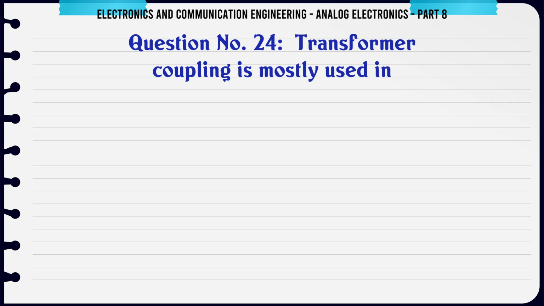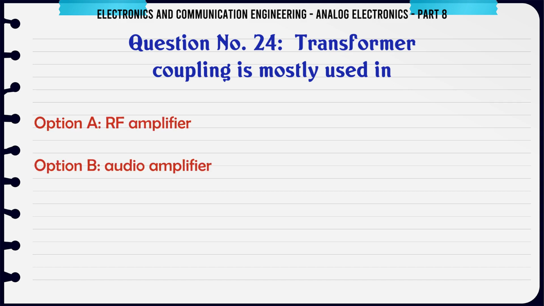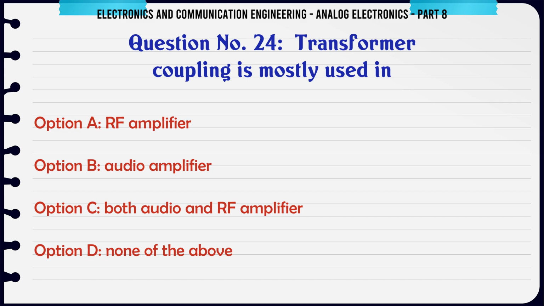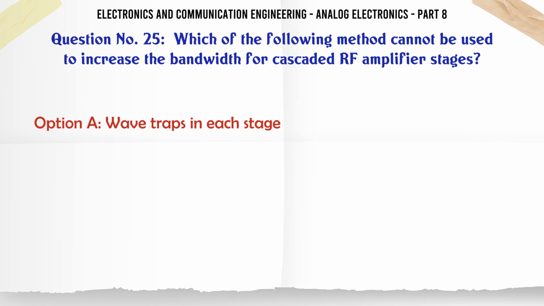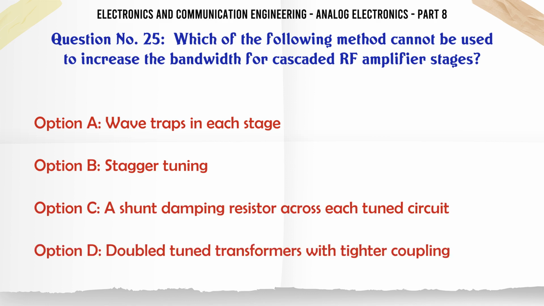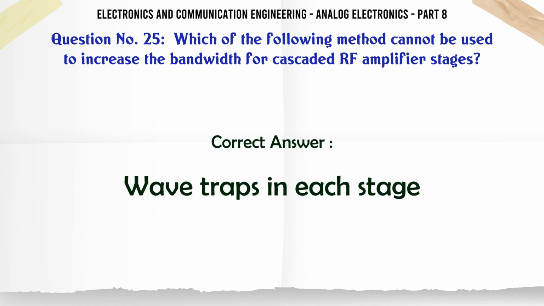Transformer coupling is mostly used in A. RF amplifier, B. Audio amplifier, C. Both audio and RF amplifier, D. None of the above. The correct answer is both audio and RF amplifier. Which of the following methods cannot be used to increase the bandwidth for cascaded RF amplifier stages? A. Wave traps in each stage, B. Stagger tuning, C. A shunt damping resistor across each tuned circuit, D. Double tuned transformers with tighter coupling. The correct answer is wave traps in each stage.